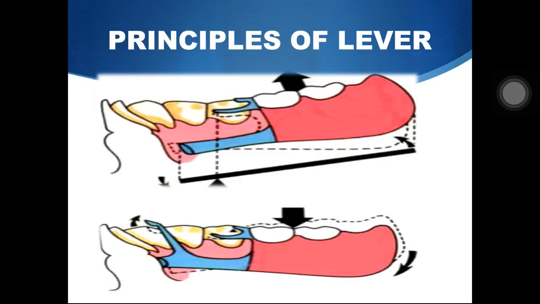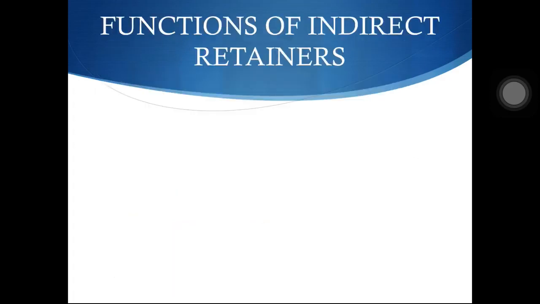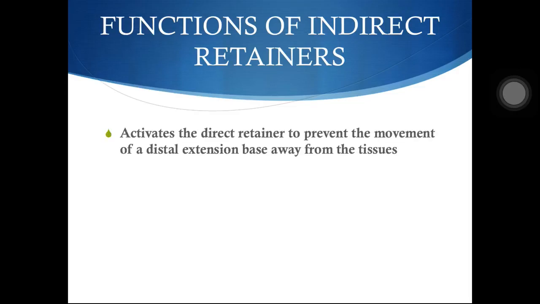So there is the provision of an indirect retainer in this area, which will act in resisting the movements that are away from the tissues. Now this is the main function of the indirect retainer, but together with this function there are some auxiliary functions of indirect retainers. It also activates the direct retainer to prevent the movement of the distal extension base away from the tissues. This is the basic function of indirect retention.